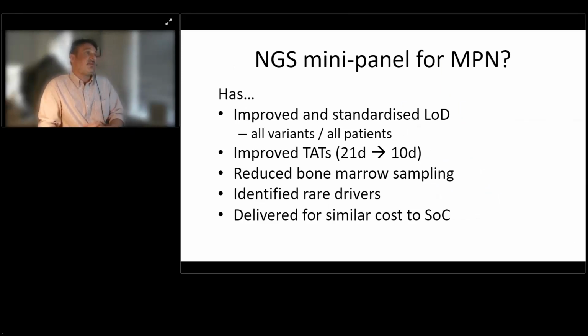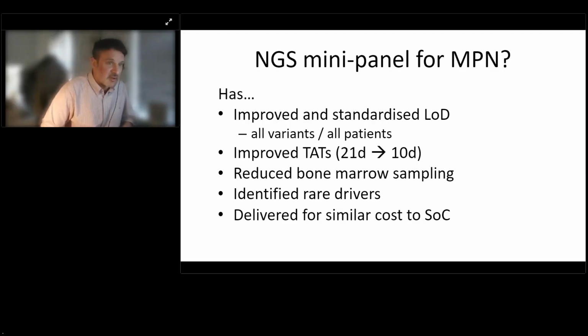So I'll just quickly summarize this. The NGS mini panel for MPN has clearly improved and standardized the limit of detection. We can pick all of our variants up, and all of the patients get exactly the same limit of detection now. So it doesn't depend on which type of mutation you've got for how long it takes to diagnose you. We've improved the turnaround time from 21 days to 10 days on average.